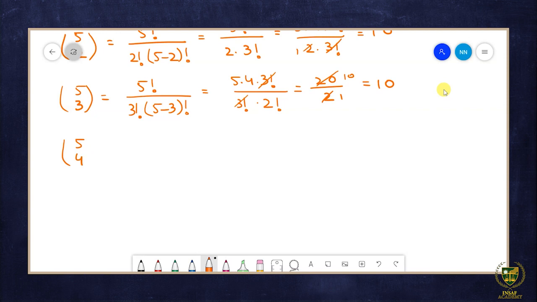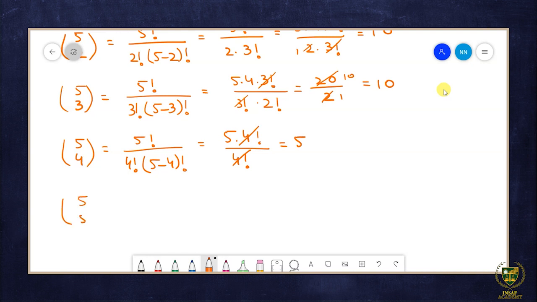5C4 is equal to 5 factorial over 4 factorial into (5 minus 4) factorial. This is equal to 5 into 4 factorial over 4 factorial. 4 factorial gets cancelled and this is equal to 5. And 5C5 will be equal to 1, because nCn is equal to 1 and here n is equal to 5.